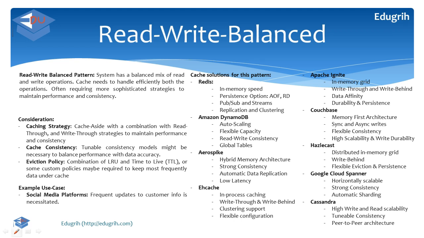Cassandra, high write and read scalability are supported. Tunable consistency, peer-to-peer architecture. These are the read and write balance pattern caching solutions. Again, these are not just limited to the ones which are represented here. There can be many more.